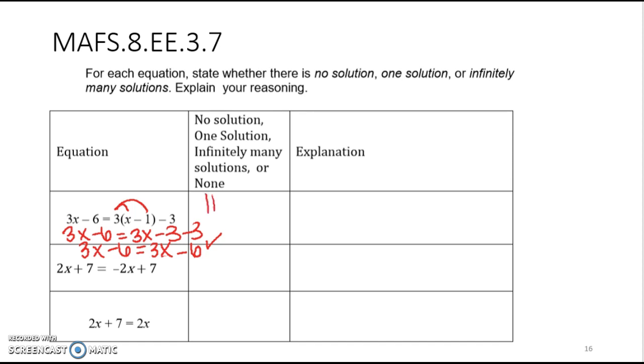That's a true statement. So because of that, that would tell me how many solutions I would have. I would actually have infinitely many solutions because the two sides are equal. So no matter what I plug in for x, the two sides are equal. In the second one, if you look at these two sides, they're not equal.